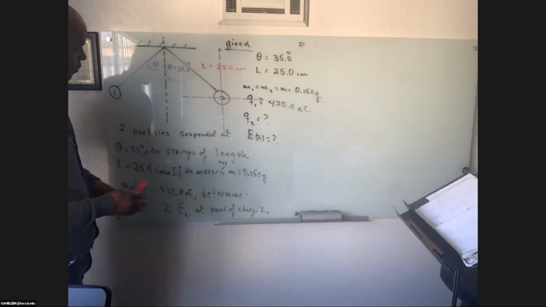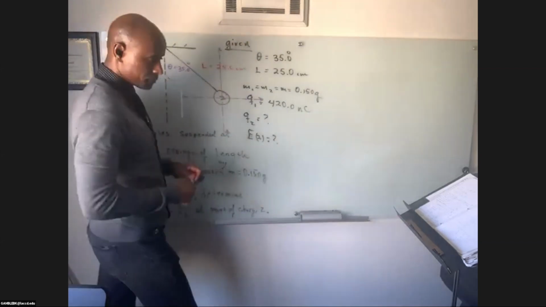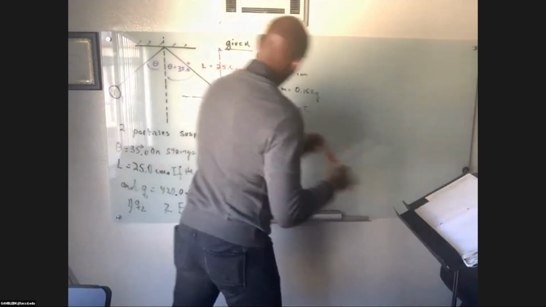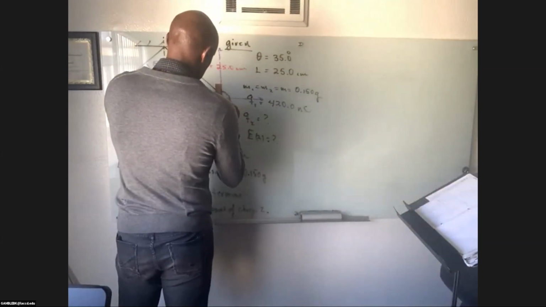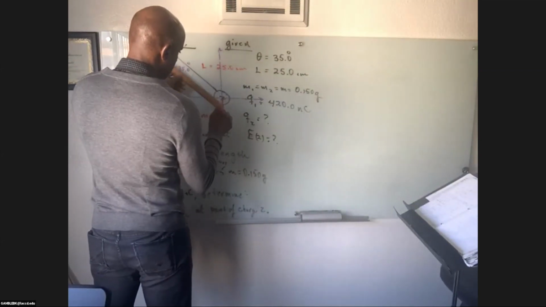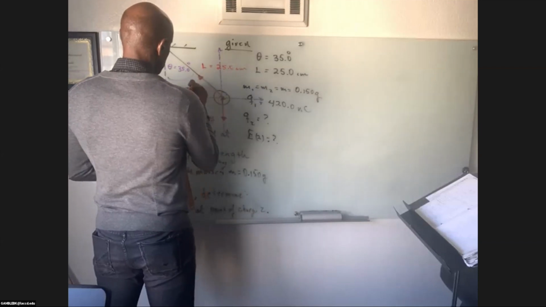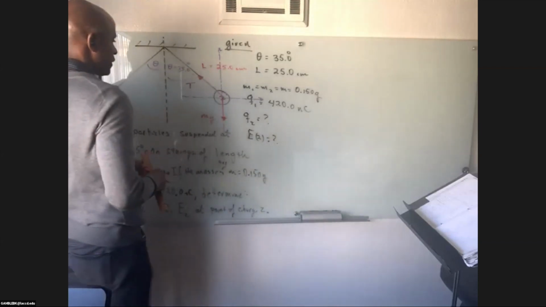But we've got 3 forces. We've got gravity, of course. mg is straight down. We've got a tension force along the direction of the string. And we've got the Coulomb force.